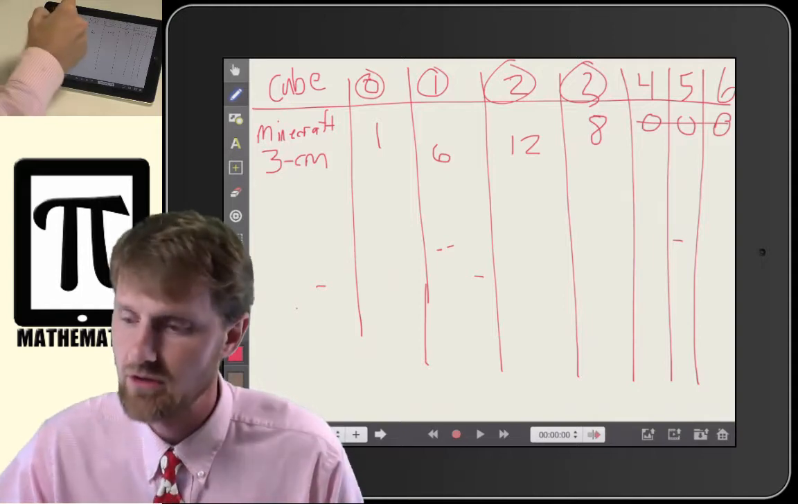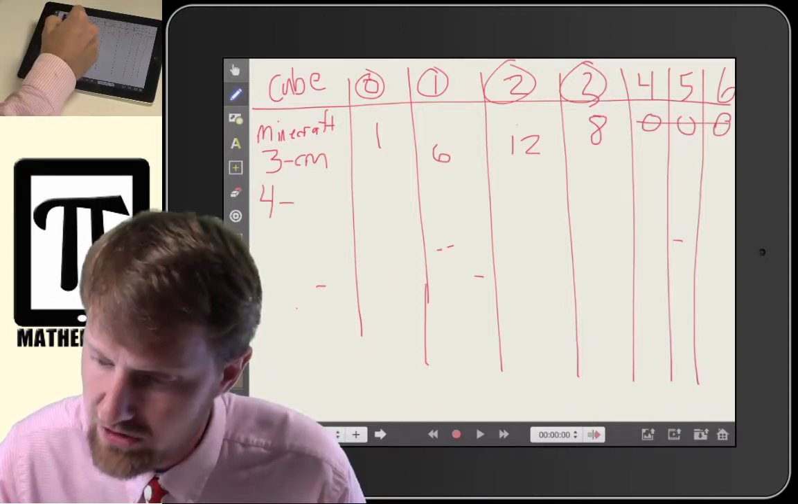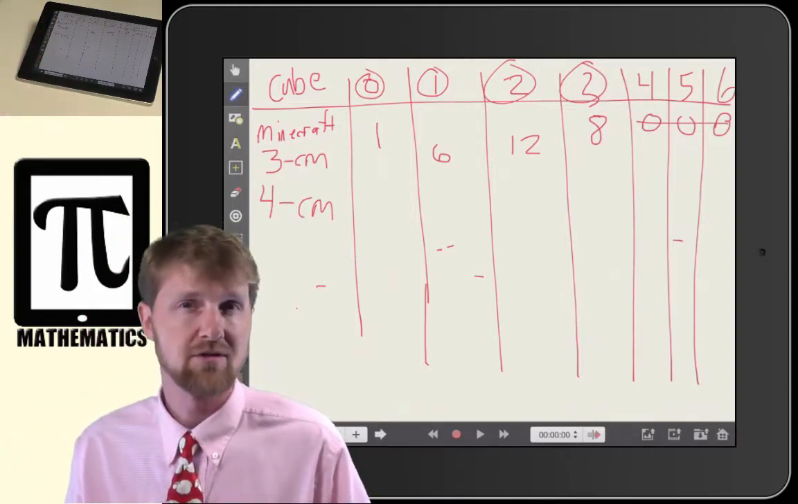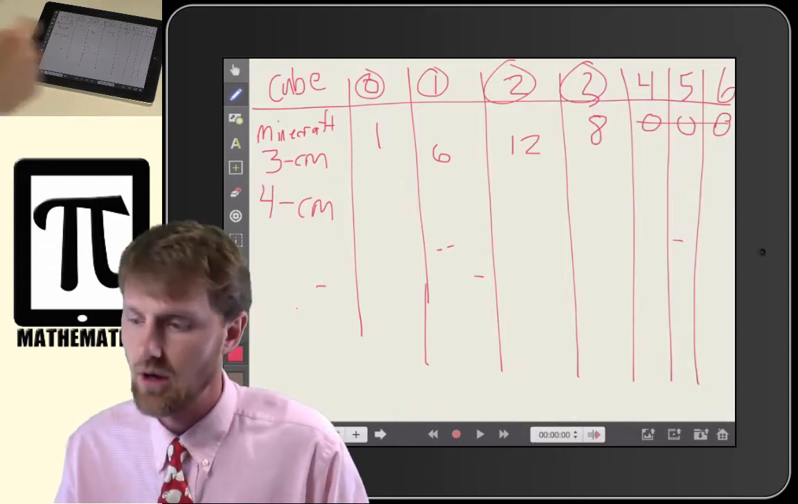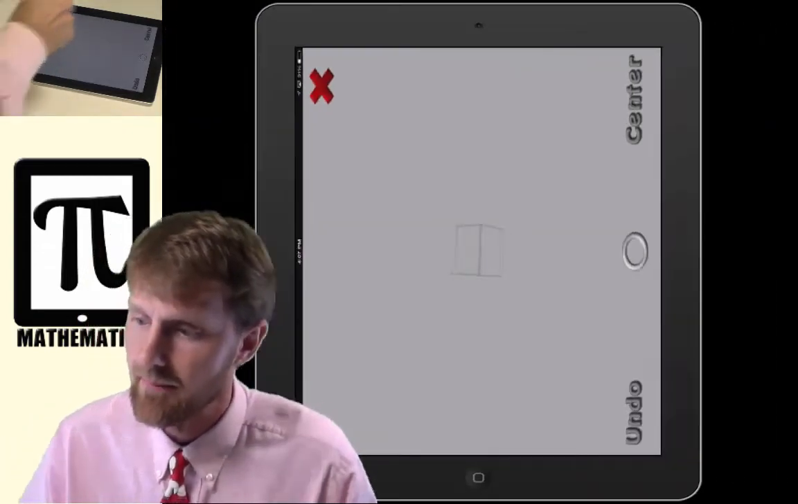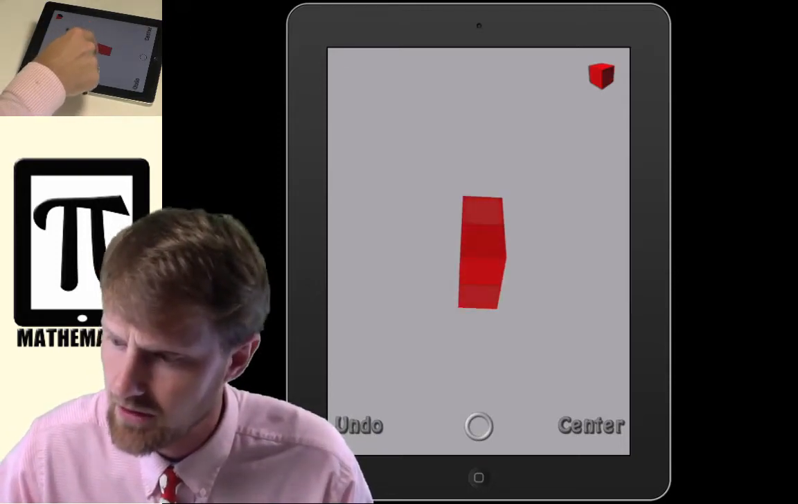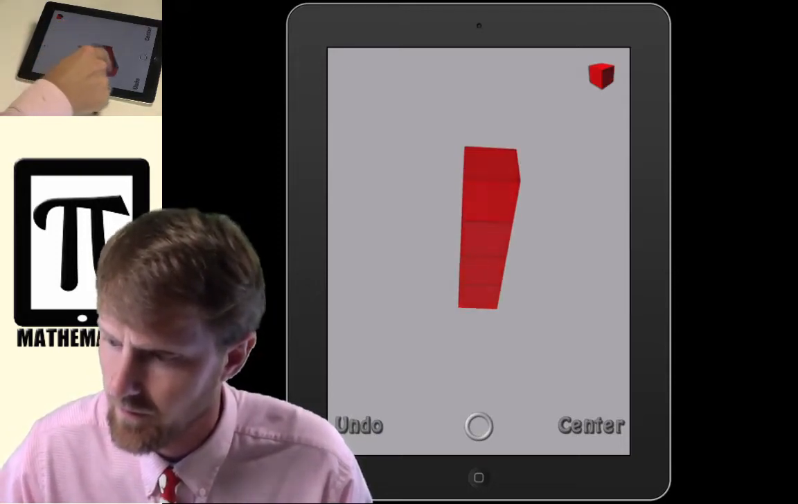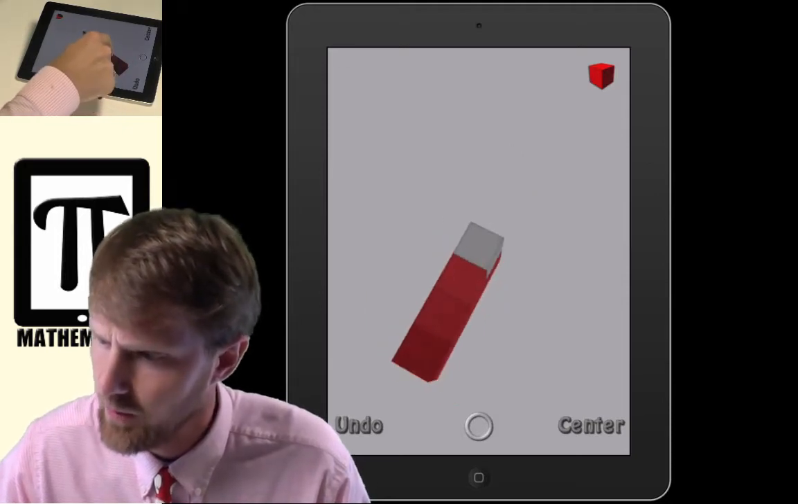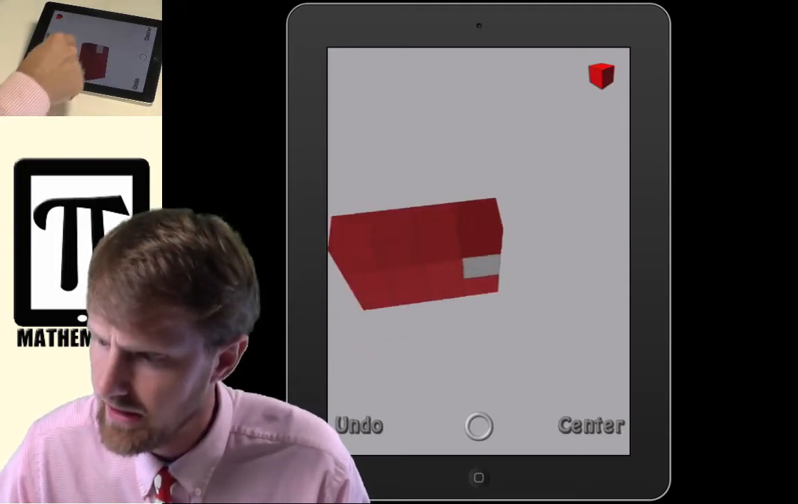Then we pose the question, what happens if we have a 4 centimeter? Our original was a 4 centimeter cube. Well, we can go back to our app and we can build a 4 centimeter cube. And then we can go and we can record the answers.